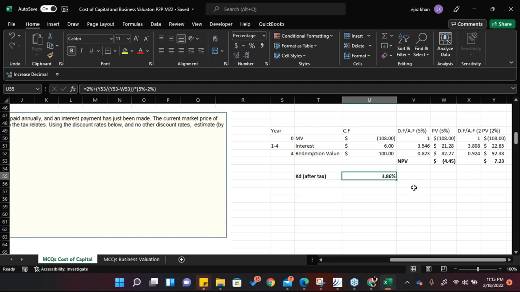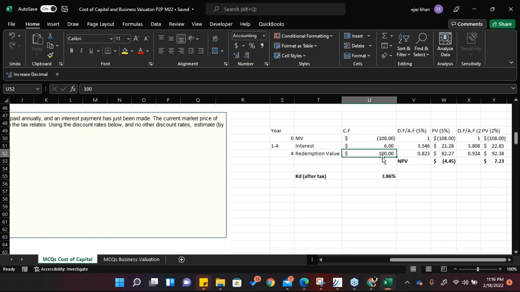No answer? Okay, let me explain it. On one hand, we are paying our investors 6% after tax interest, right? This is what we are paying at one end. But on the other hand, just look at what is happening on the day of redemption. We have received 108 from our investors, but after 4 years, we are just paying them $100. So we are deducting this $8 from their investment. So on one hand, we are paying them $6 every year. On the other hand, we are subtracting this $8 from their investment. So the net cost to the company will be less than $6 because of this difference.